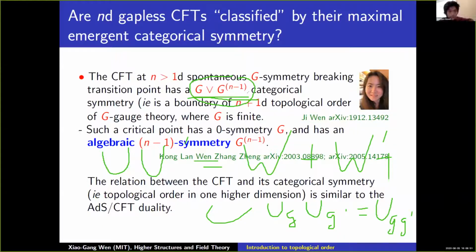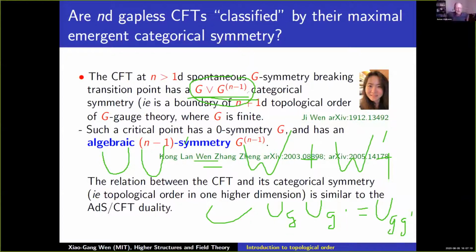Excuse me, when G is an abelian finite group, isn't that G n minus 1 just a higher symmetry? Exactly. So only when G is not abelian, it becomes algebraic higher symmetry. I agree. But if G is abelian, then everything can be rephrased within this higher form symmetry. Thank you.